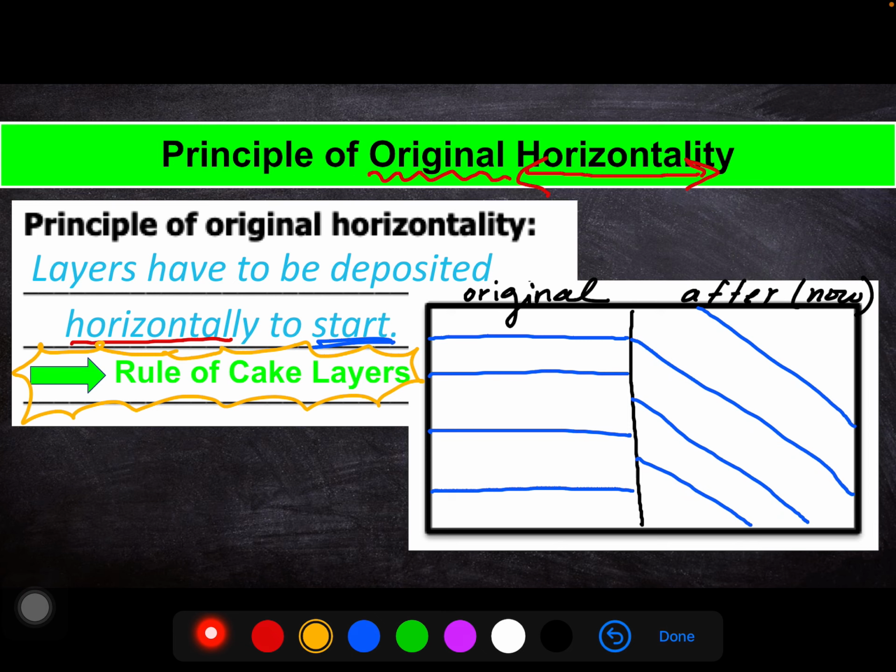So the rule of cake layers is, do you ever watch those shows like Cake Boss or whatever, where they make a really fancy cake, like a fire truck or a unicorn or something? Well, thinking about that cake, it had to start like this. It had to start as flat cake pan layers. After it comes out of the oven and it's put all together, it might look like that fire truck or that unicorn, but originally it had to start horizontal. So that's our reminder, our cake layer rule.